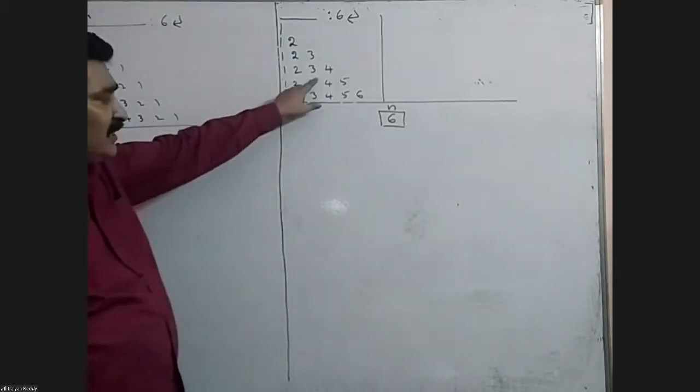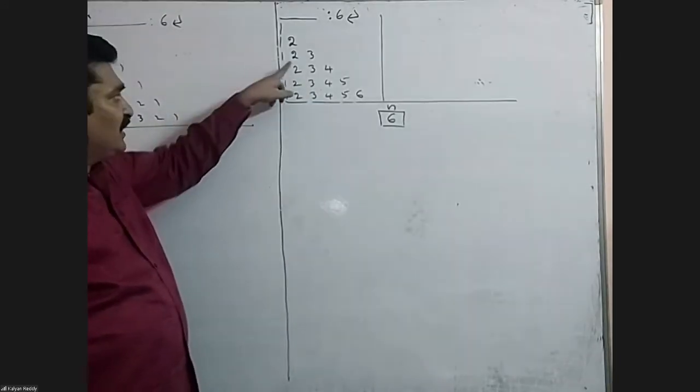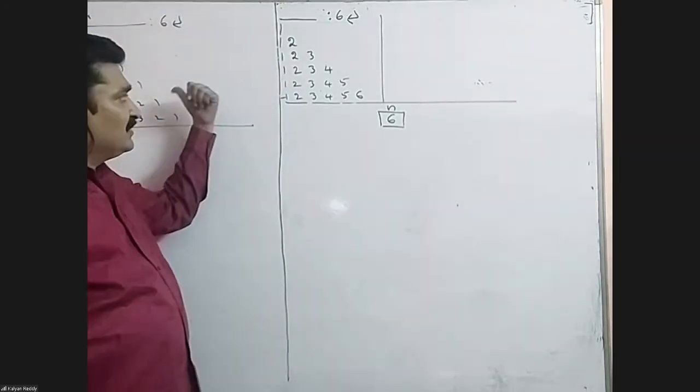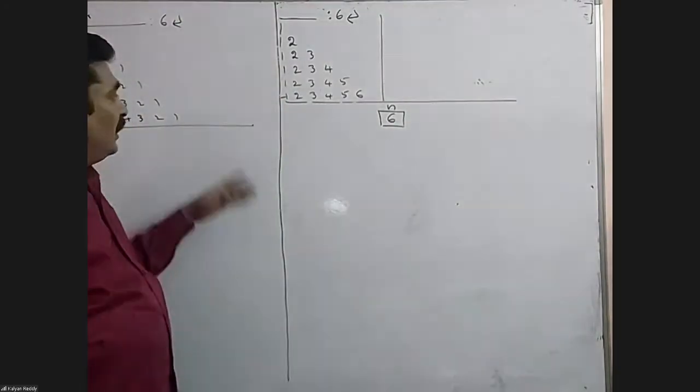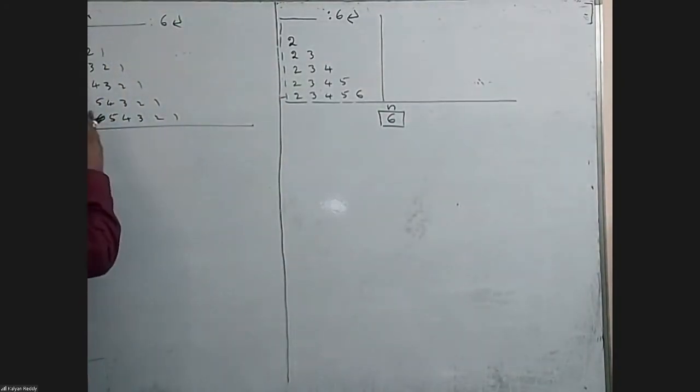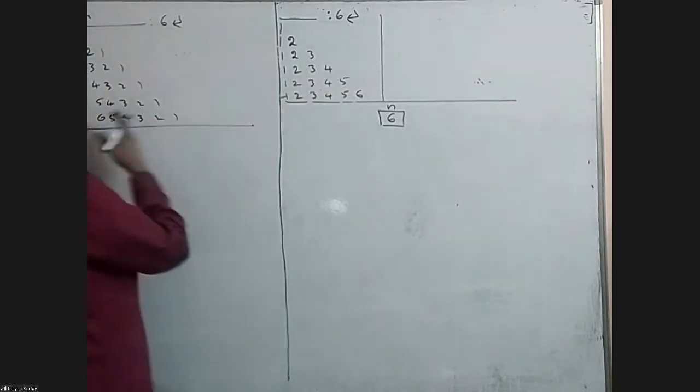Here the first line has one number, here also one number. Second line two numbers, two numbers. Third line three numbers, three numbers. Fourth line four numbers, four numbers. But the output here is different, here it needs to be different.